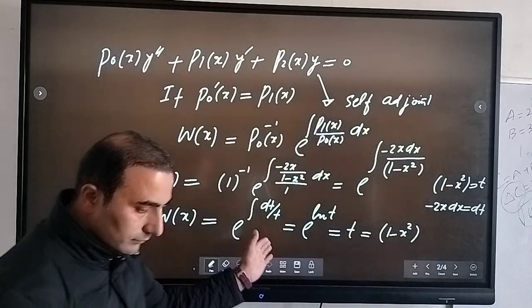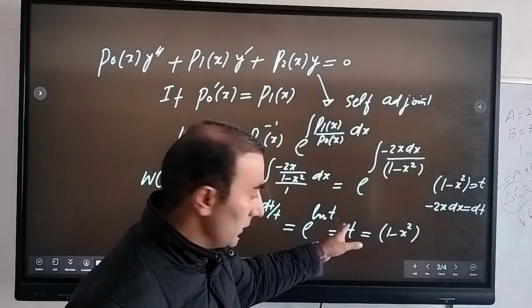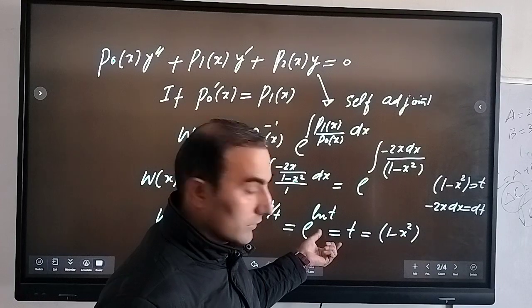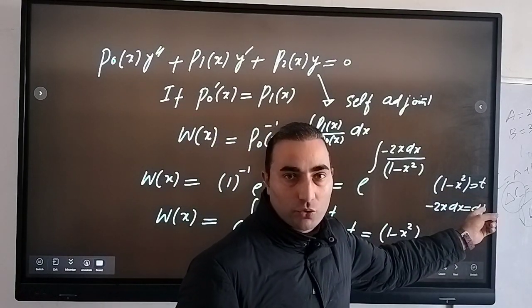right? Because this will be dt by t, and when you integrate this, this will be ln of t. So ln and e are inverses of each other, so you can write t, but then do that substitution, that t equals 1 minus x square.